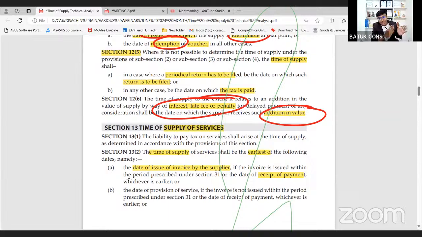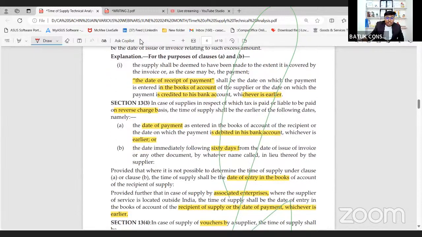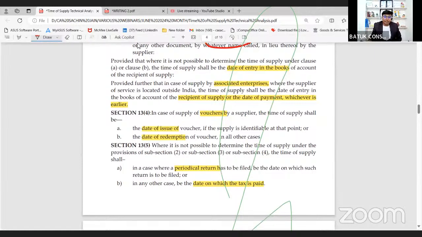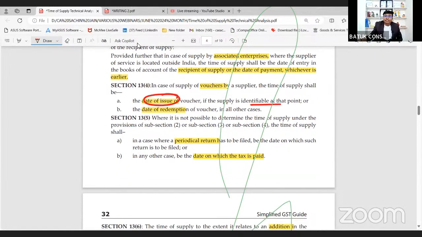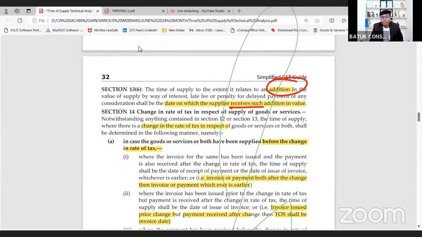Now if you read the section, in that case you can easily get the point. Okay. Now in case of supply of services, your time of supply will be date of invoice or payment, whichever is earlier. In case of reverse charge mechanism, date of payment or debited in bank account or 60 days from the date of issue of invoice, whichever is earlier, will be treated as my time of supply. In case of voucher, date of issue if identifiable, otherwise date of redemption will be treated as my time of supply. If there is any addition, date of addition will be treated as my time of supply. Okay sir, all the concepts we studied through examples are the same things written in the section.